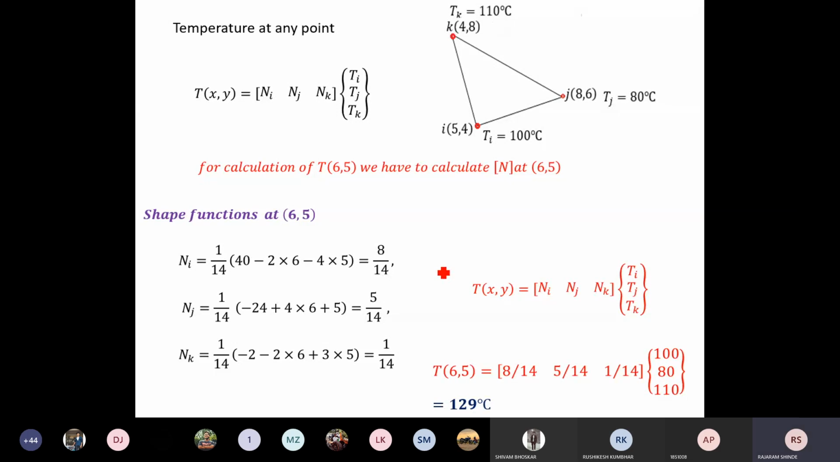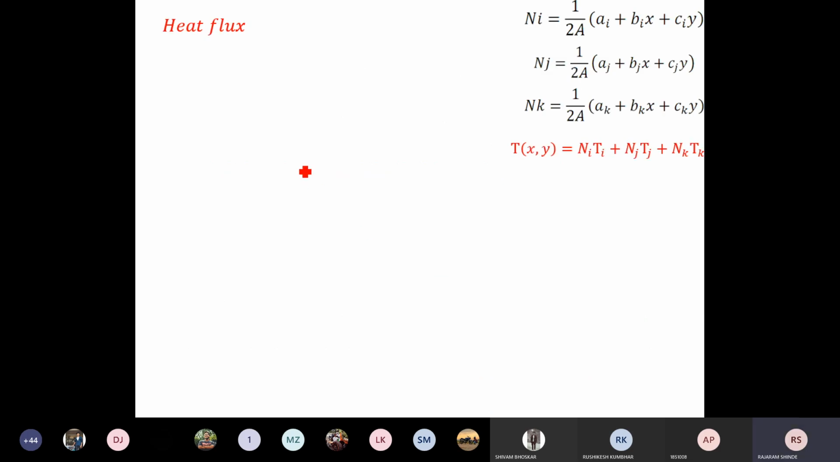in case of two dimensional problems it is flowing in two directions. It is flowing in y direction as well as x direction. Okay, so you are getting the heat flow rate in x direction and heat flow rate in y direction. So we will get two quantities, qx and qy.